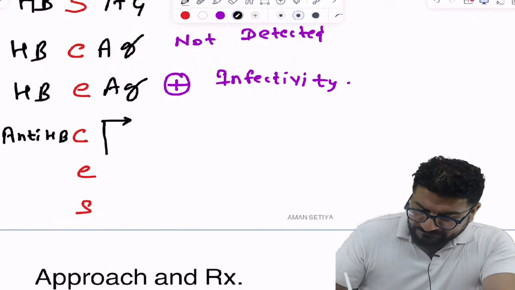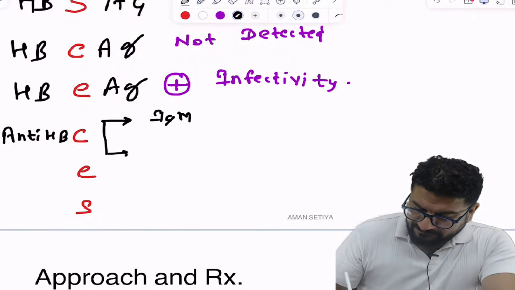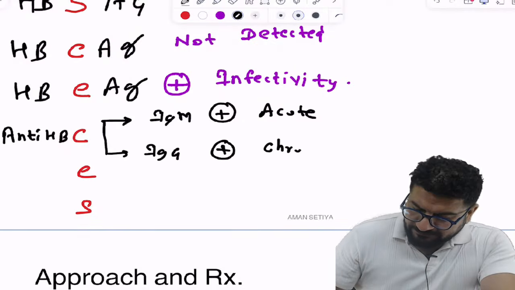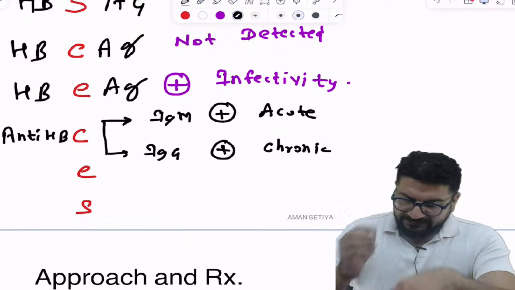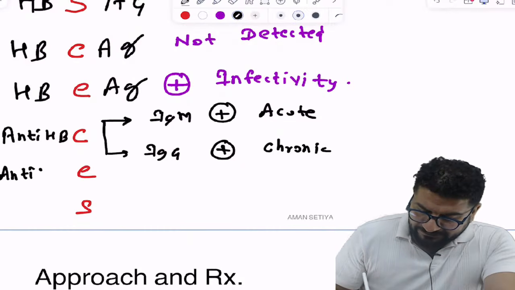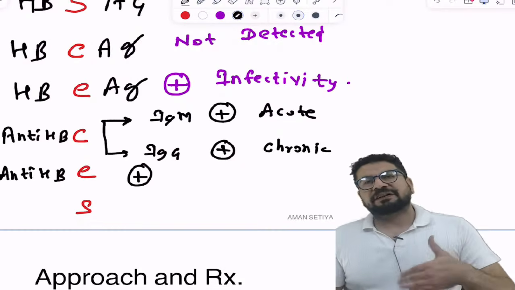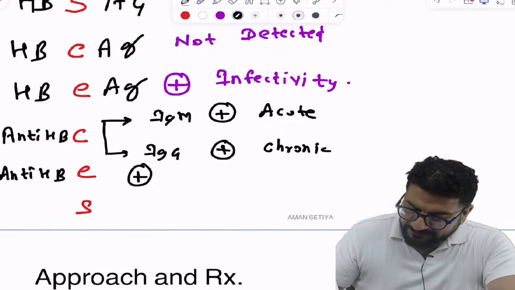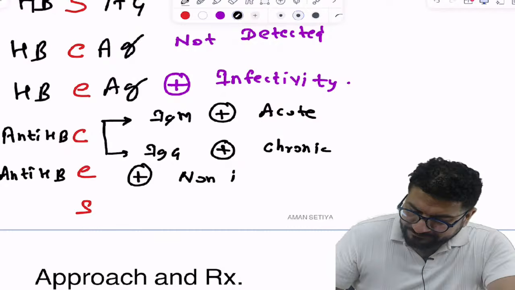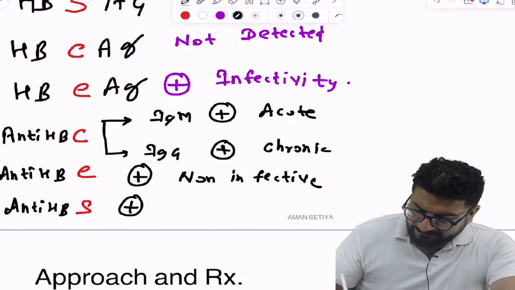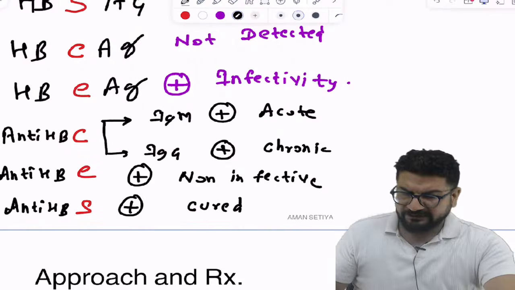Anti-HBc के दो टाइप होंगे. So we have IgM and we have IgG. So if IgM is positive, it means it is acute illness. If IgG is positive, this means chronic illness, simple. Then we have antibodies against the envelope antigen, इसको बोलते हैं anti-HBe. So अगर ये पॉजिटिव आ रहा है, इसका मतलब अब वो इन्फेक्टिव नहीं, अब वो divide नहीं कर रहा है. So it is non-infective. And finally if you develop antibodies against the surface antigen, it means we have cured the disease. आपने disease को ठीक कर लिया.